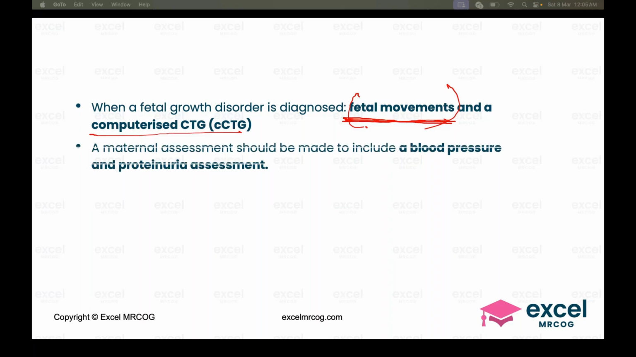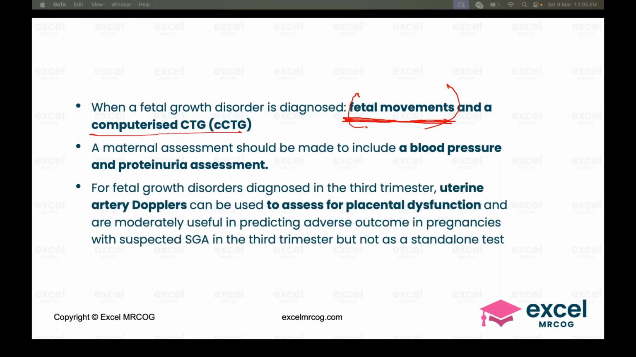Then a maternal assessment. Check if the mother has preeclampsia: blood pressure, proteinuria. And in the third trimester, if you diagnose a fetal growth disorder, you can still offer uterine artery Doppler, not for monitoring purposes, but to know whether it is placental dysfunction. It is also moderately useful in predicting adverse outcome. This is just for diagnosis of placental dysfunction, not for surveillance. It may be offered even in the third trimester, just once, because you don't use it for surveillance.